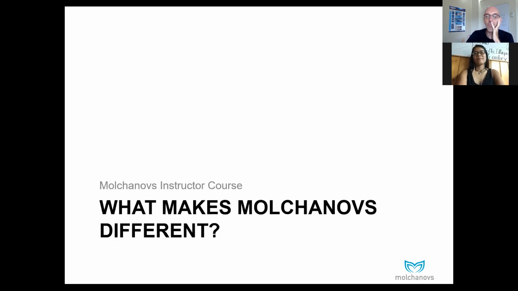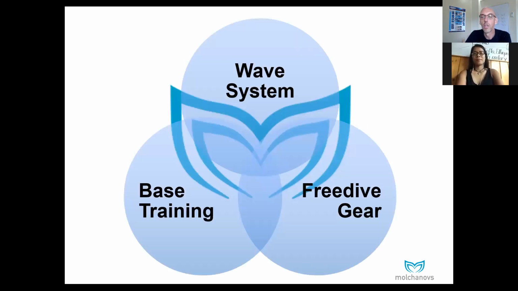So what makes Molchanovs different than other agencies? Of course, we're going to talk a lot about this during this course. I'm going to tell you already, every agency says they're different and better. And I've done an IDA instructor course, an SSI instructor course, Molchanovs instructor course, and a RATE instructor course. And all of them said they're different, and all of them say they're the best. Well, they're all quite similar, I can tell you that already. There are differences with each agency.